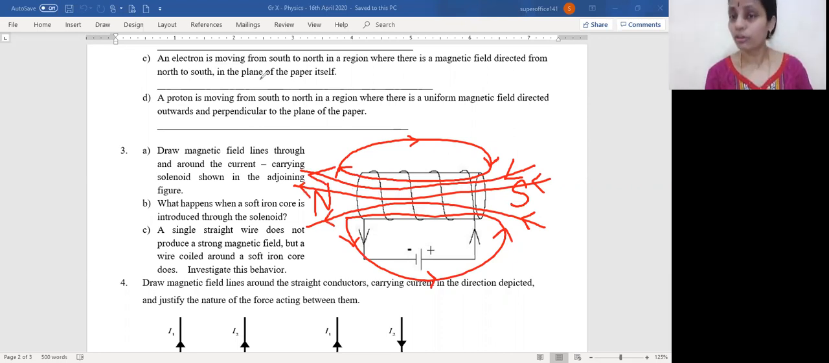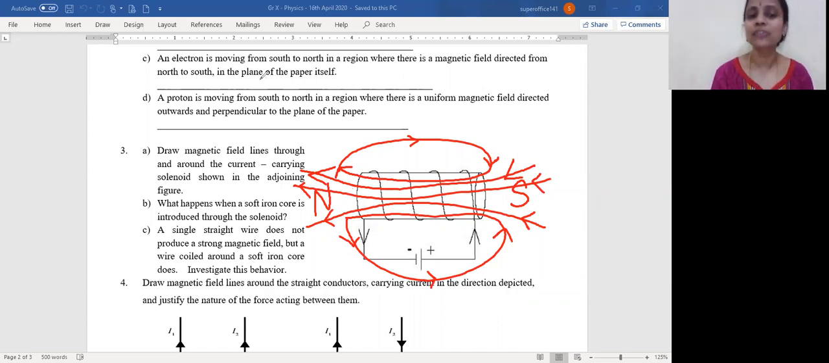So south and north, you have to mention the polarity. You have to draw the arrow marks on the magnetic field lines. You can draw much better than what I've done on the board, but the most important thing is the polarity and the direction. So what happens when a soft iron core is introduced? We discussed this also in the lecture where we did the solenoid. That means it is going to increase the strength of the solenoid, behaving like an electromagnet.